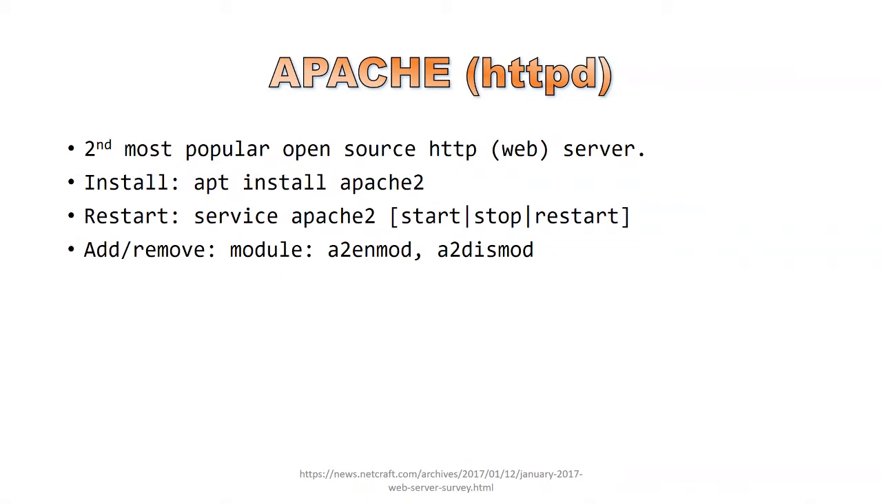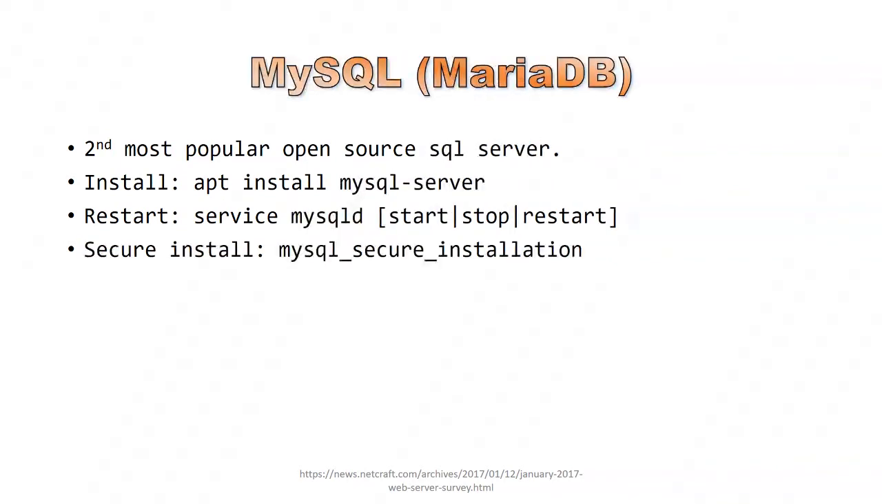We'll also be using the add/remove modules that come with the Apache distribution, and that's a2enmod, to enable a module, and a2dismod, to disable a module. These are the things that start and stop different Apache services, such as SSL or encryption.